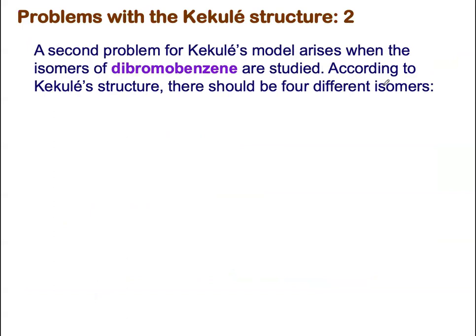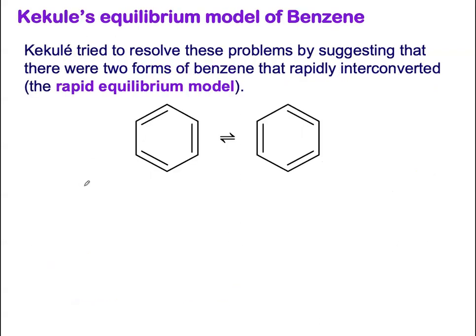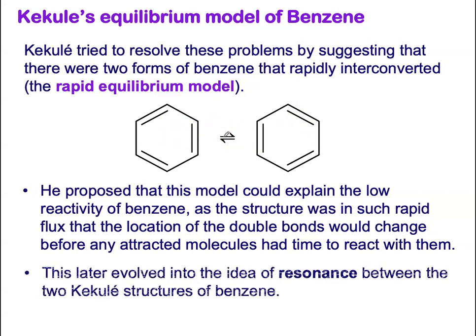The second problem with Kekulé's structure was that Kekulé said dibromobenzene had 4 isomers, but in reality 1,6 and 1,2 are exactly the same once we know the convention for naming compounds. So that was another problem with benzene. He suggested an equilibrium model. He said benzene has a resonance structure, with alternating double bonds, and that's one of the reasons why these problems occur.